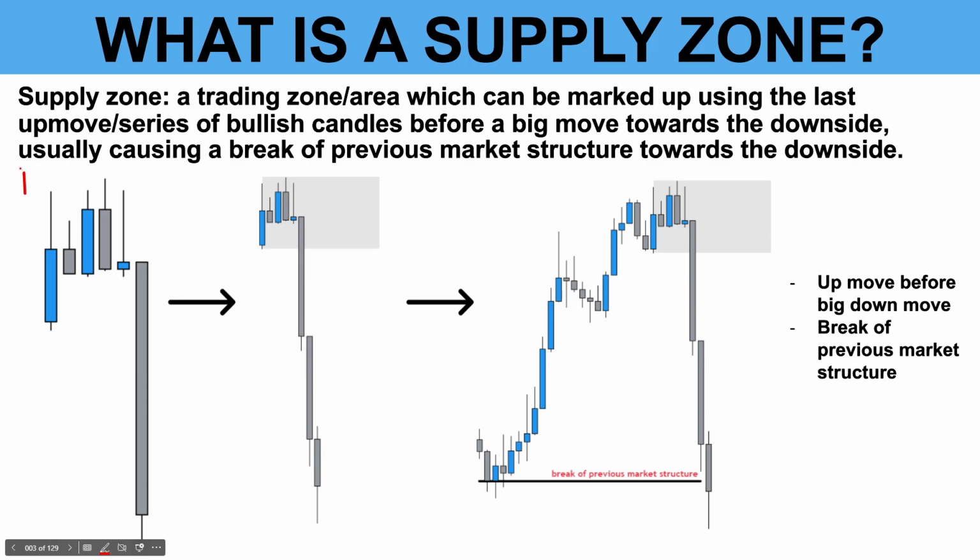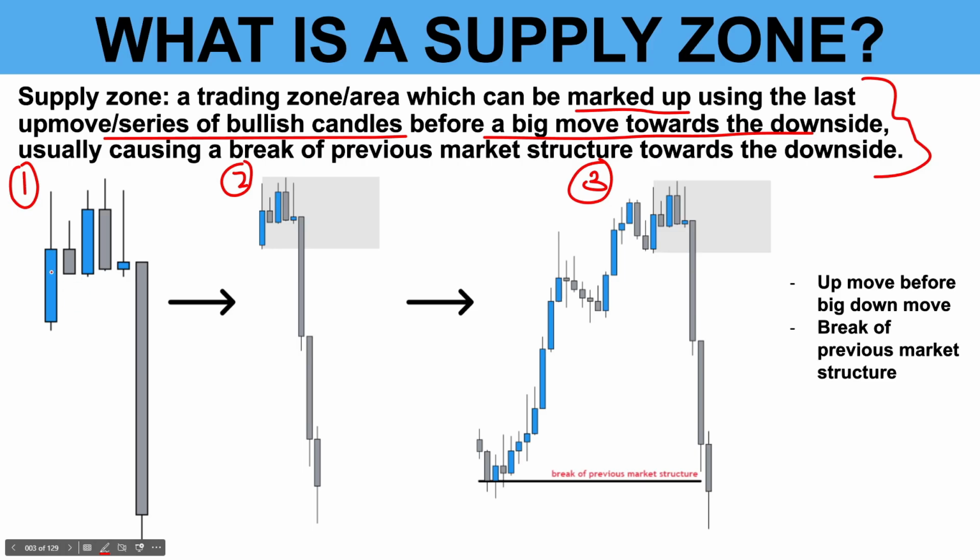So let's just look at this as diagram 1, and we're going to relate that to a part of the text here. This overall text can be summed up with these three diagrams: we have step 1, step 2, and then step 3. So step 1 is understanding that a supply zone is a trading zone or area which can be marked up using the last up move or the last series of bullish candles before a big down move towards the downside. So what does that look like?